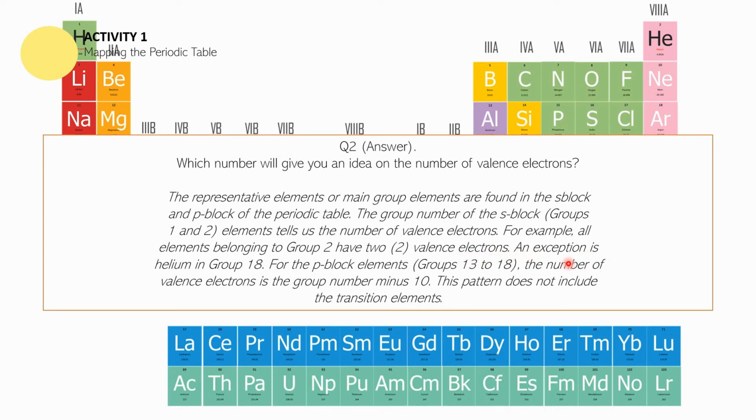An exception is helium in group 18. For the P block elements, groups 13 to 18, the number of valence electrons is the group number minus 10. This pattern does not include the transition elements. So that's supposed to be the nature of your answer for question number 2.